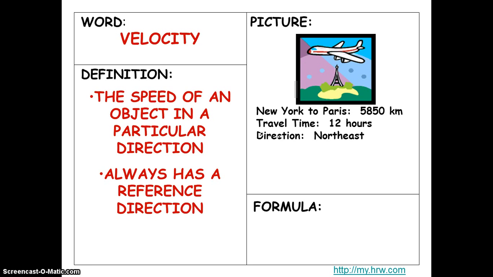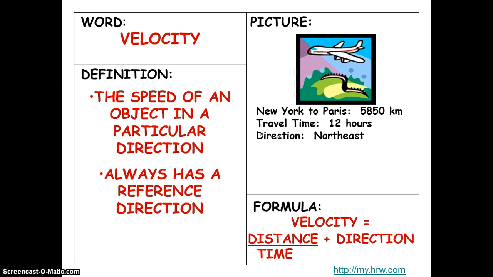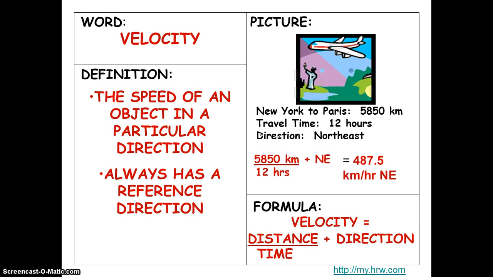Now, here's an example. New York to Paris is 5,850 kilometers. The travel time is 12 hours. And the direction is northeast. So we'd use the formula velocity equals distance over time, which is your speed, plus direction. So to figure that out, it would be 5,850 kilometers over 12 hours plus the northeast direction would give you 487.5 kilometers per hour northeast. And that would be your velocity.